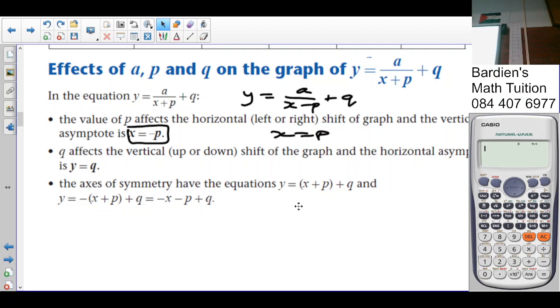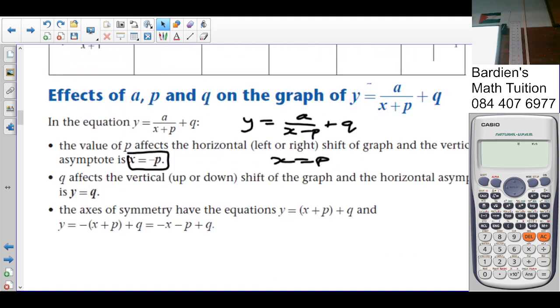Alright. q affects the vertical up or down shift of the graph and the horizontal asymptote y is equal to q. We now know that. The axes of symmetry of the equation are y is equal to x plus p plus q, and y is equal to minus x plus p plus q. But we just work it out. But if you are that kind of girl that wants to remember new formulas and all of it, you can write it down. No problem. Okay.